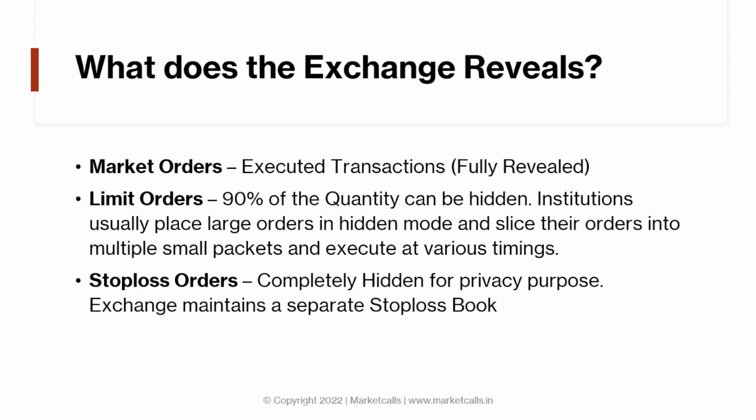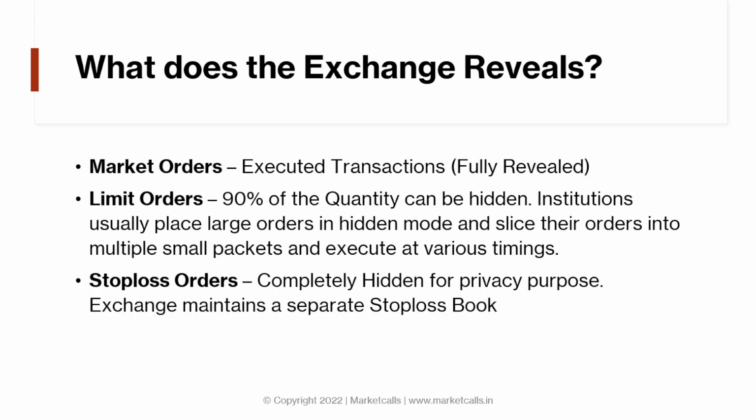Now, what does the exchange reveal? Let's try to understand that. Market orders: whatever bubbles I am seeing in the Bookmap tool are nothing but executed market orders. They are completely revealed. There is no hidden mode there. But limit orders, we can hide 90% of the quantity. Even if you open your trading terminal, before sending a limit order, you can hide 90% of your order. The provision is there in the order book for institutional purposes, to maintain privacy and secrecy, so that no big participation is visible.